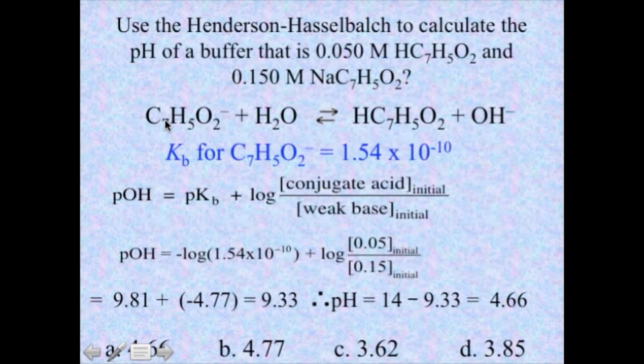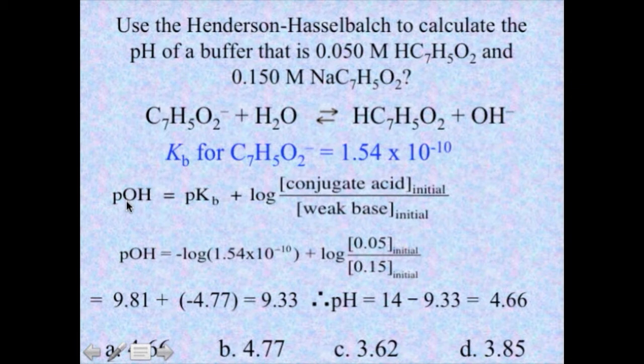So here's a question. Use the Henderson equation to calculate the pH of a buffer, 0.05 molar in the weak acid form and 0.15 molar in the conjugate base. And we're focusing on the reaction of the conjugate base with water to produce a little bit of the weak acid and hydroxide ion. Now the Kb for this equilibrium is 1.54 times 10 to the minus 10.